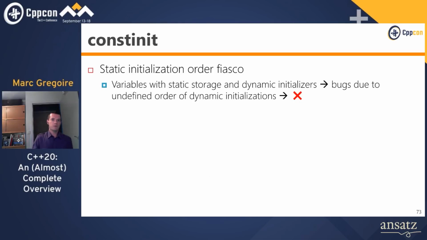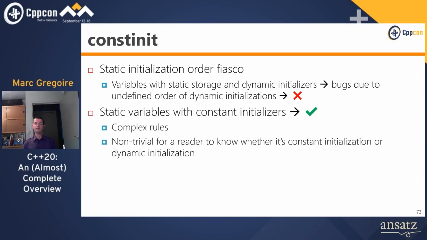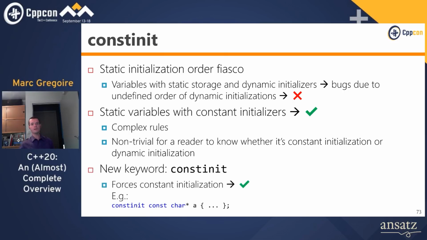So constinit helps with, well, there is this thing called the static initialization order fiasco. If you have dynamic initializers, you don't know in which order everything will be initialized, so that's really bad. If you have constant initializers, that's okay. You know that the initializations will be okay, but there are complex rules and it's not always trivial for someone browsing your code to know whether some constant initialization is happening or dynamic initialization. And with the constinit keyword, you can actually force constant initialization.